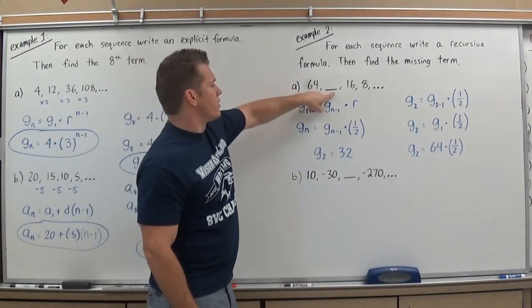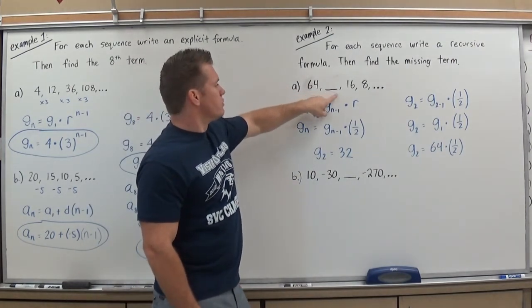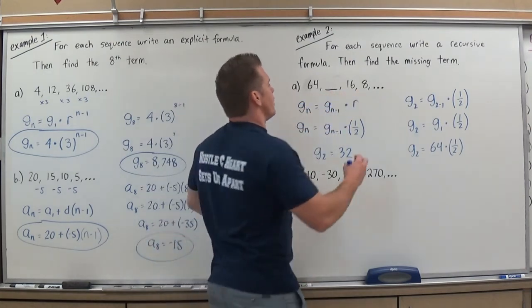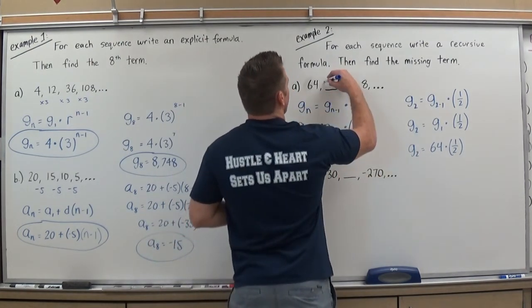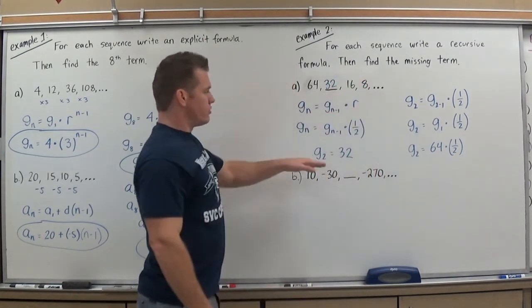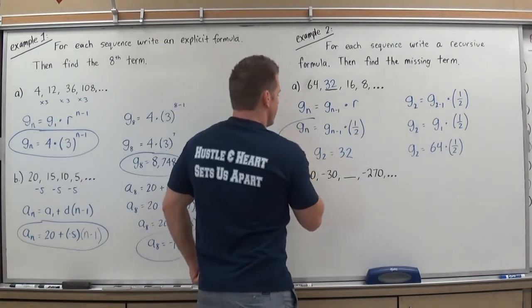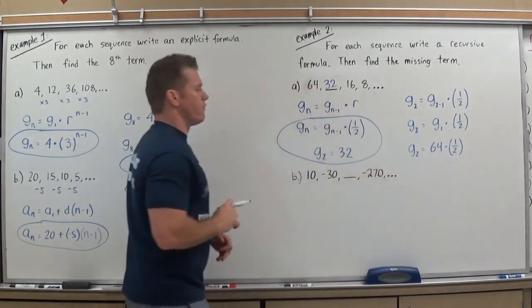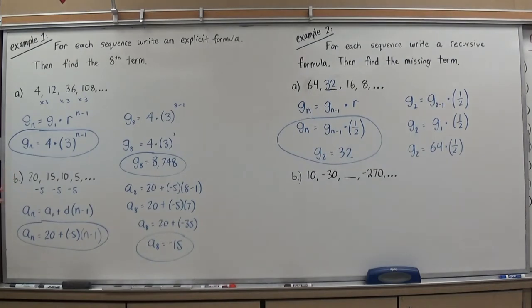64 times 1/2 would give me 32. 32 times 1/2 would give me 16. 16 times 1/2 would give me 8. So I have found that missing term, which means the formula I wrote works, and I have got a recursive formula. Okay, remember, with a recursive formula, you just need the term before, so it's a little easier to write. Let's try the next one.